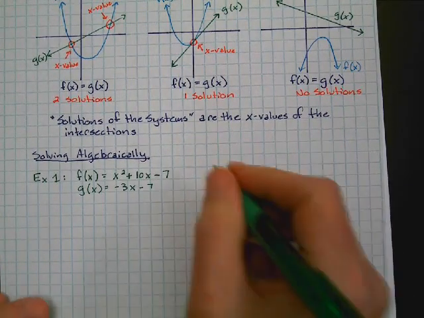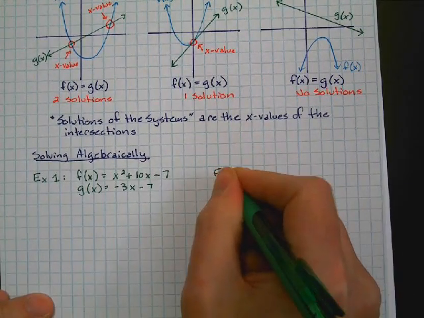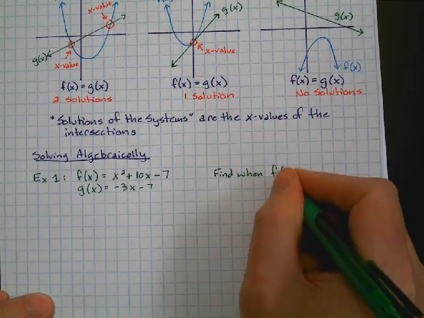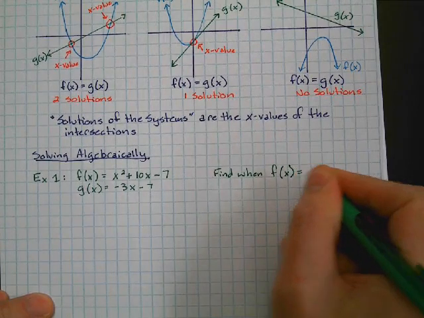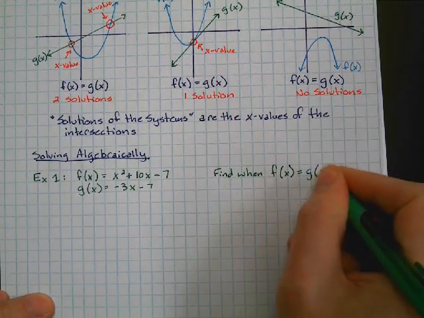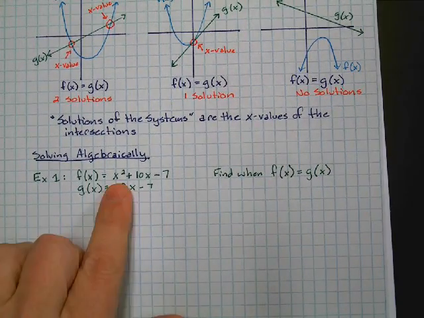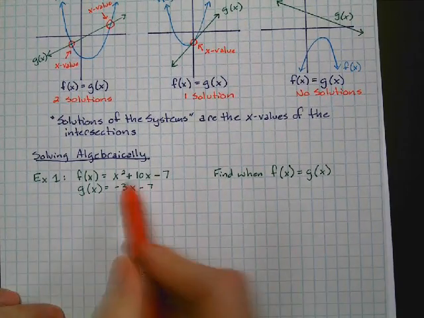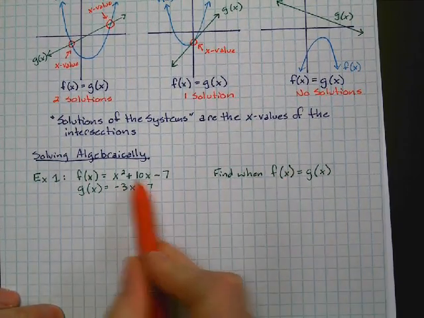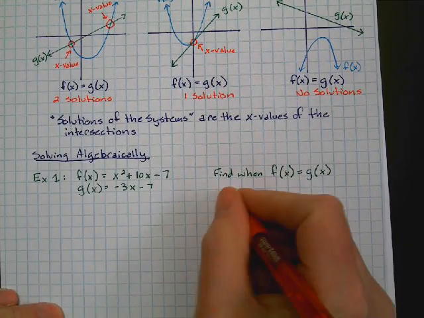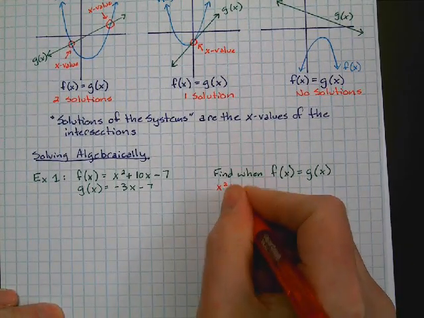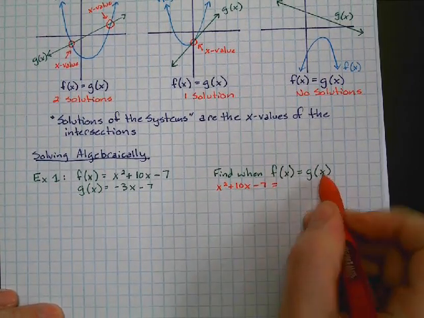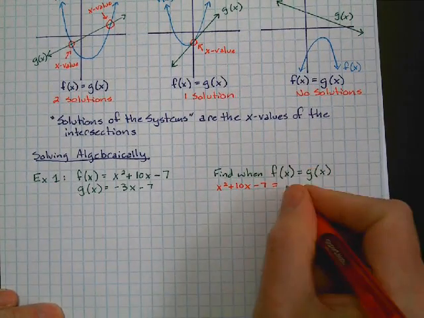Okay, so we want to find when f of x is equal to g of x. So f of x is this, g of x is that. So my first step is to replace f of x with x squared plus 10x minus 7, because that's what f of x is equal to. So I'm going to write x squared plus 10x minus 7. And it's equal to g of x, and we know g of x is negative 3x minus 7.